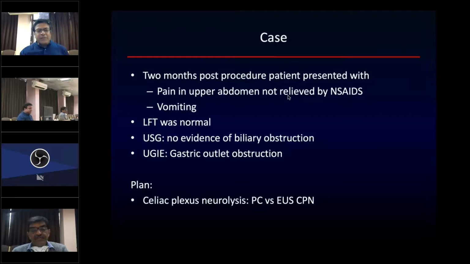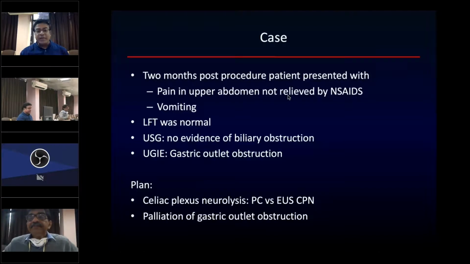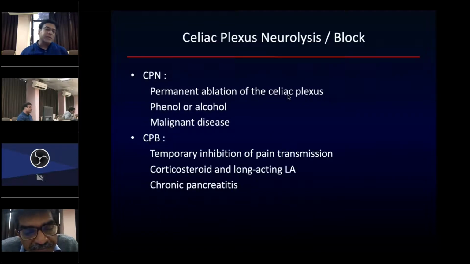So what we planned in this particular case for pain relief was a celiac plexus neurolysis. Again, for this we have two options. One is a percutaneous CPN, which is what we traditionally do, or an EUS-guided CPN. The other palliation that he merited was the palliation of outlet obstruction. Coming first to celiac plexus neurolysis.